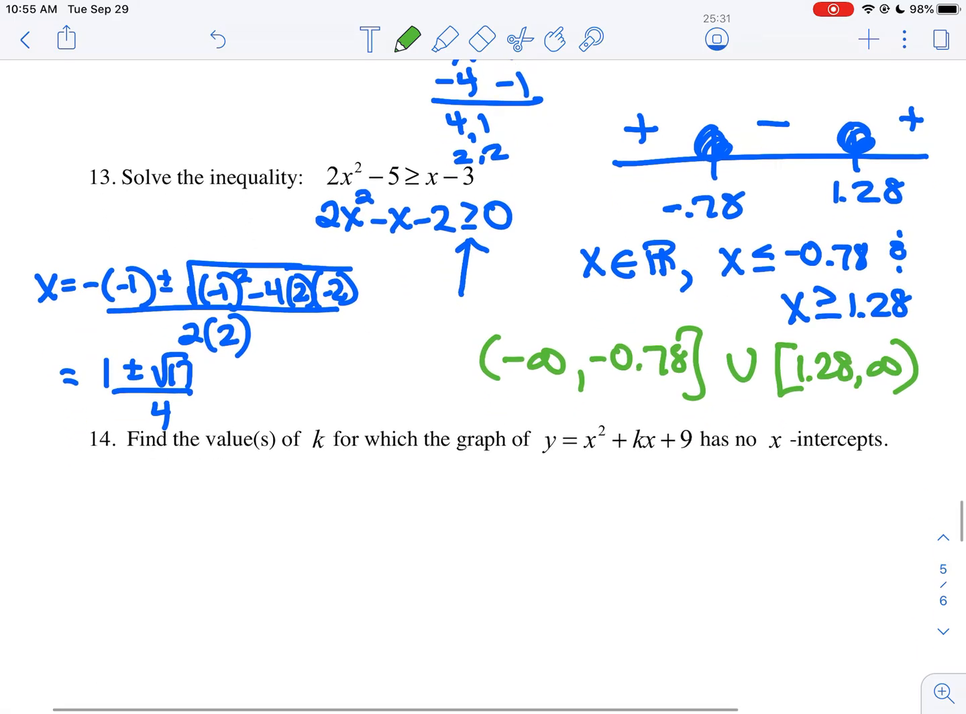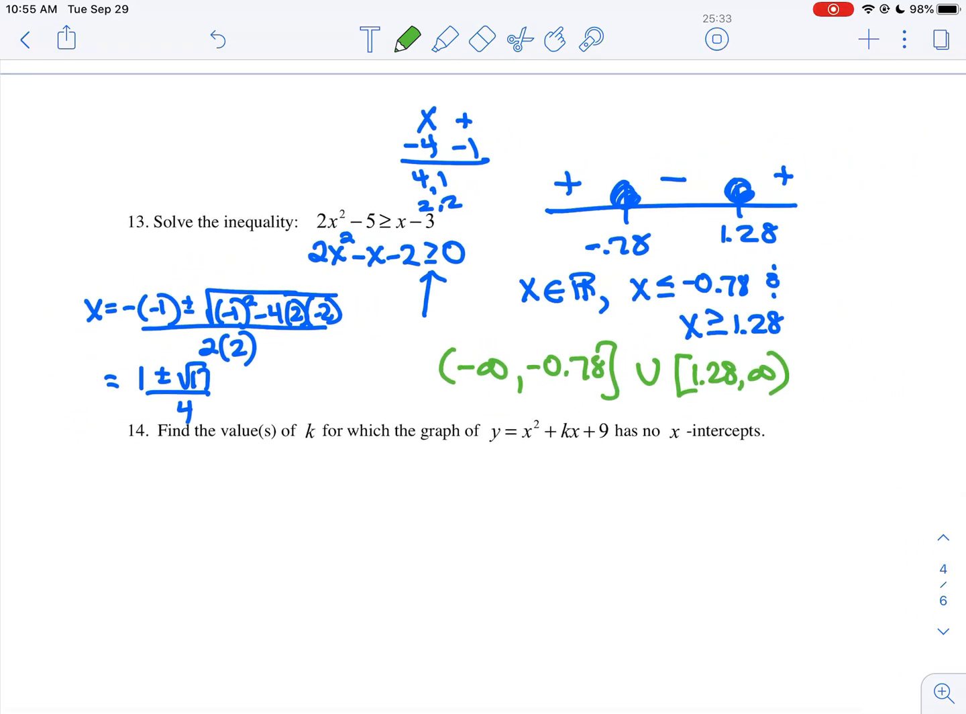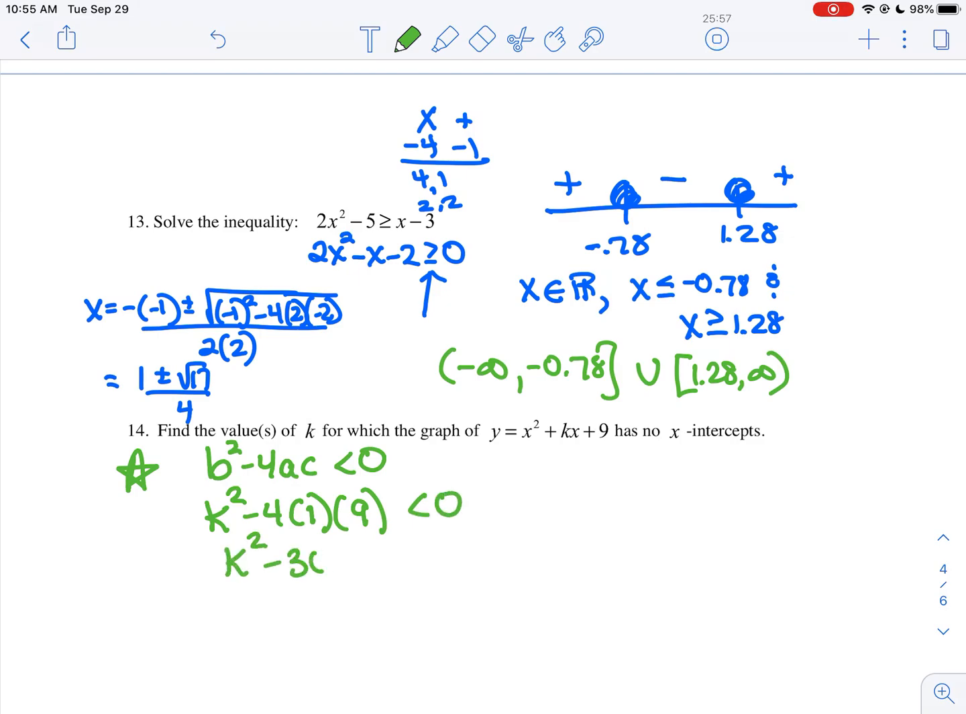All right, then the last one is find the values of k for which y equals x squared plus kx plus 9 has no x-intercepts. All right, so this is an excellent play the what do I know game. If I want no x-intercepts, then I want the discriminant to be negative. Well, b is k, a is 1, and c is 9. So this factors into k plus 6, k minus 6.